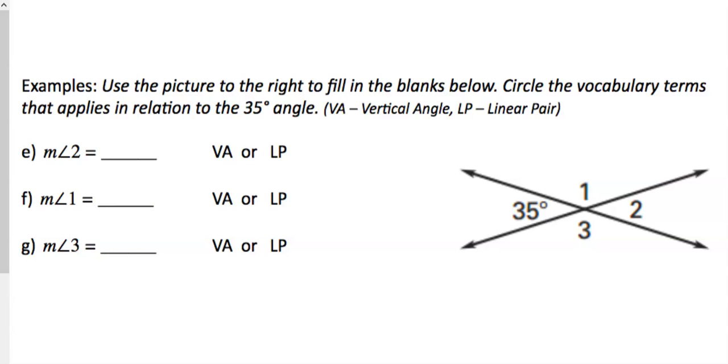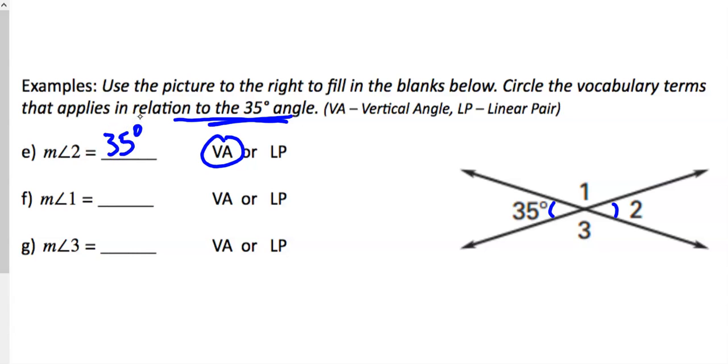Okay, so here we have an example. We're going to circle whether or not they're vertical angles, and then we're going to find the angle measure, given that we know one angle is 35 degrees. So again, we're comparing it to this angle. Circle the vocabulary term that applies to the relation to 35 degrees. So angle 2 in comparison to 35 degrees, this would be what we call the vertical angle, so I'll circle that. Therefore, it's going to be the exact same size. So this would be 35 degrees.